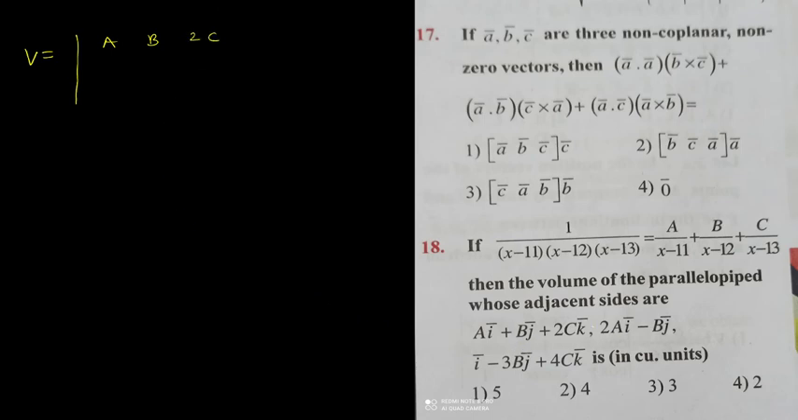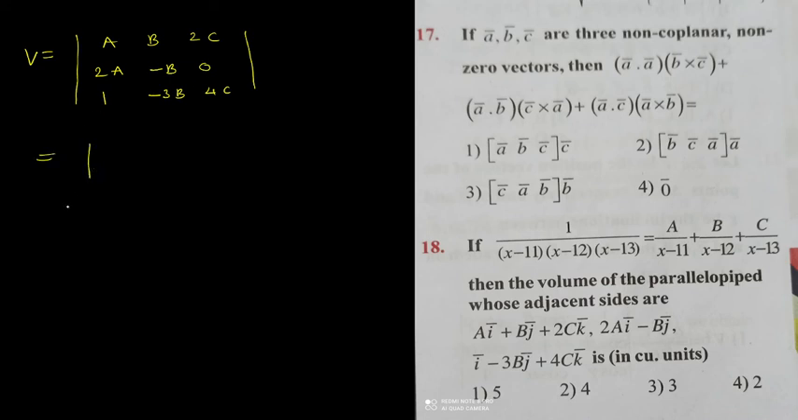Next, 2a, minus b, the j bar coefficient, c bar coefficient 0, k bar. Next 1, minus 3b, 4c. This is the volume formula, the volume of the parallelepiped. The box of a, b, c is actually the box value determined.